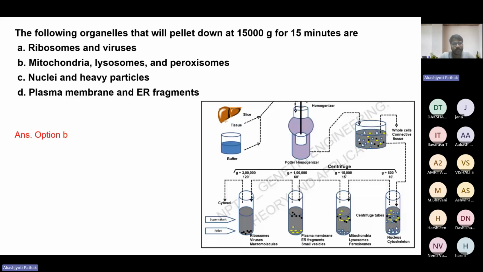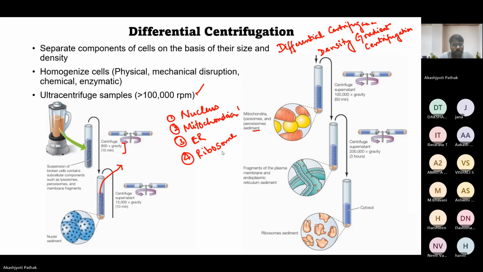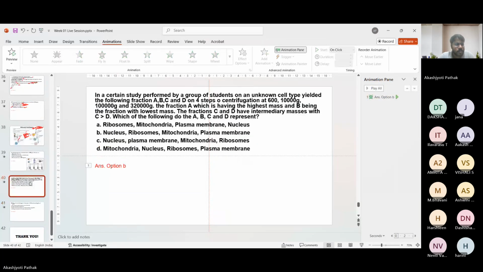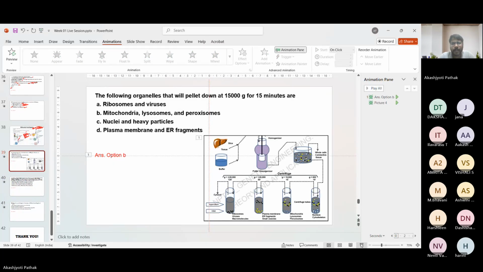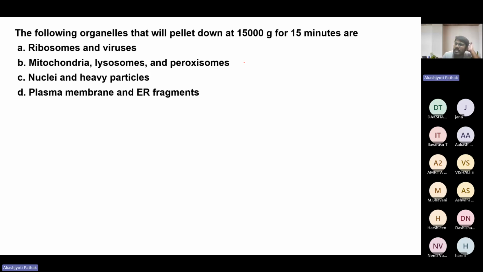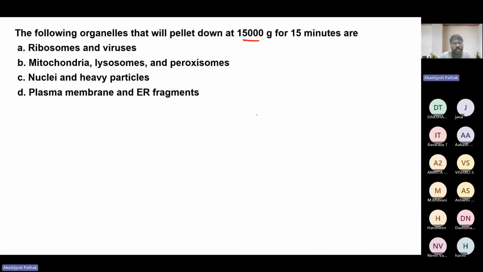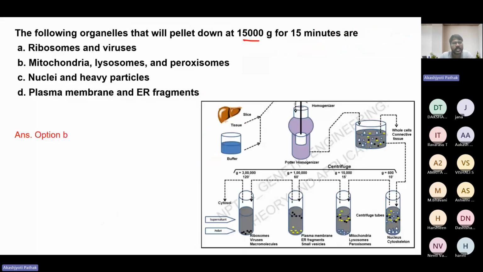This question, I forgot to add the animation again. The following organelles will be pelleted at 15,000 G for 15 minutes. These values and figures are difficult to remember, but you need a rough understanding. If you remember this figure, at 800 G the pellet was that of nuclei. When you are spinning at 15,000 G, the pellet you obtain is that of mitochondria, lysosomes, and peroxisomes. So the answer is option B.